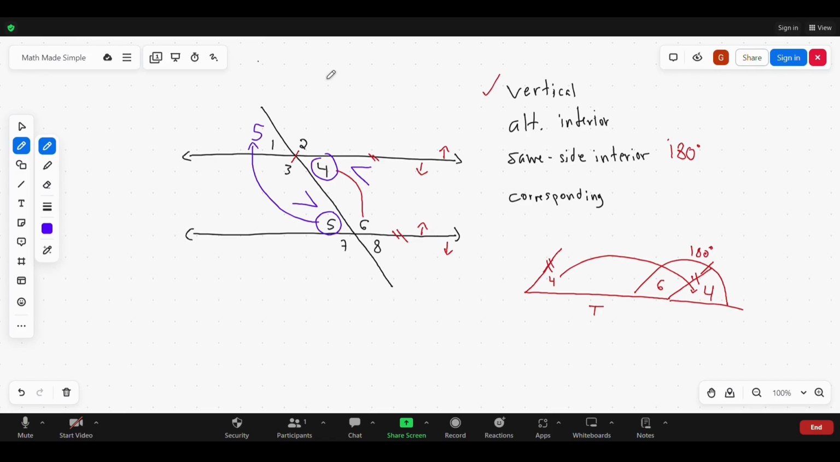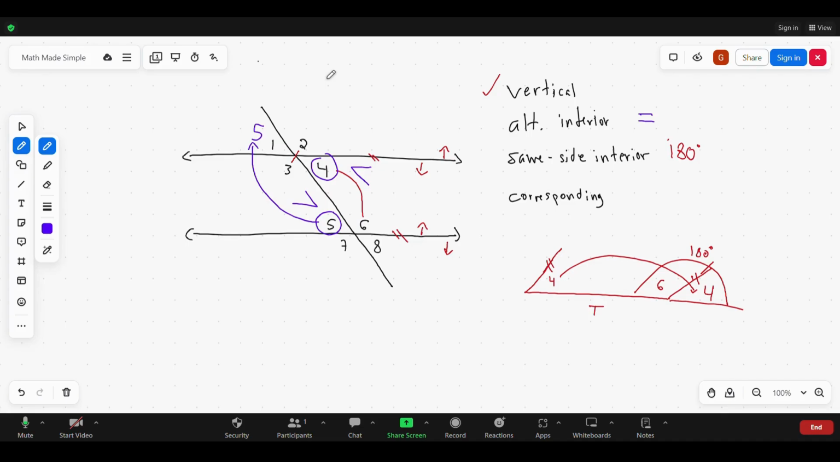5 looks awfully similar to 1, and that's because alternate interior angles actually have the same relationship as vertical angles. They are congruent. And congruent just means they have the same value. Equal means they're exactly the same. Congruent means they have the same value, but they're not the same angle. So 4 and 5 have equal angle measures, and they are congruent angles.